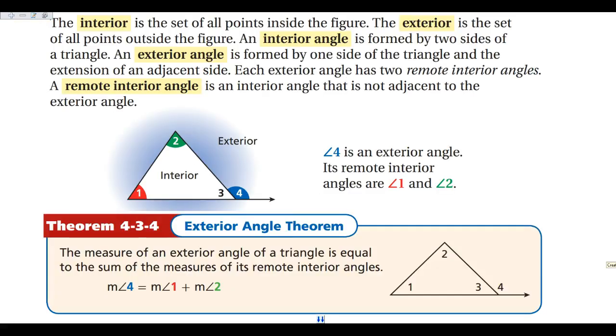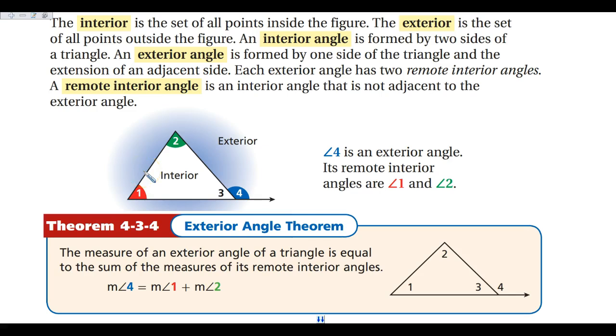Okay, let's take a look at some vocabulary for a triangle. When you have a triangle, everything inside the triangle is on the interior. Everything on the outside of the triangle is in the exterior. So that means that I have interior angles. These angles are all inside the triangle. So angles 1, 2, and 3 are all interior angles of a triangle.